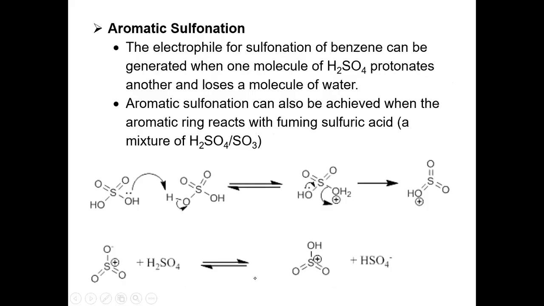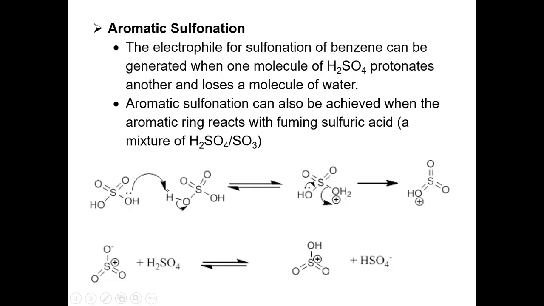Now, aromatic sulfonation. Good. So the first thing we always have to do is generate our electrophile. How would we generate our electrophile? We are saying that this electrophile is generated by autoprotonation. So what you have here is two equal molecules of H2SO4, but one is protonating the other. That is what we call autoprotonation, right? Autoprotonation.